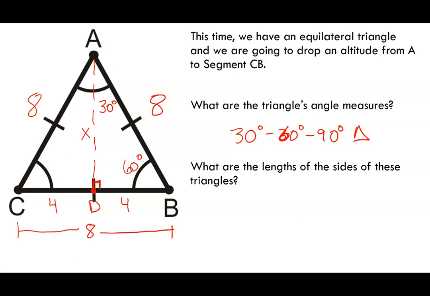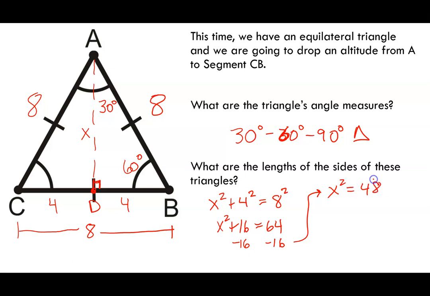So since 8 is the hypotenuse, we've got to put the X squared with the 4 squared, and we have to put the 8 on its own on the other side. So that gives us X squared plus 16 equals 64. We can subtract 16 on both sides, which gives us X squared equals 48. And then we can finish solving by doing the square root.